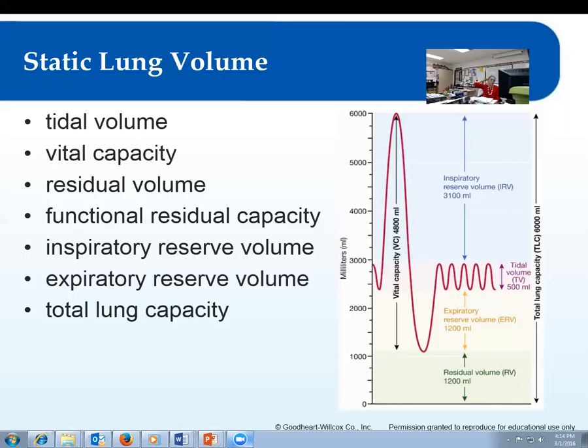Functional residual capacity. Looking for it on here. I'm not even seeing it. Functional residual capacity is the amount left after a normal expiration. The amount of air that remains in the lungs after normal expiration. So you take your expiratory reserve volume and your residual volume, add those two together. This yellow and green together, this is what's going to make your residual volume. Okay?